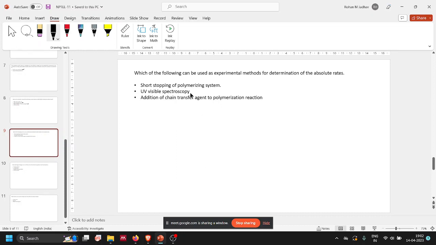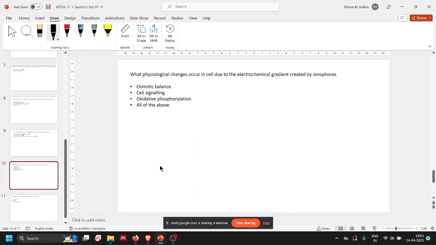So because of that, UV visible spectroscopy and short stopping of polymerizing system are used as the experimental methods. And the final one is the addition of chain transfer agent to the polymerization reaction. Addition of chain transfer agent would disrupt the polymerization reaction, first of all, so it cannot be used for measuring the absolute rate constants during the reaction. Since the chain transfer process will only halt the growth of a single chain and pass it on to the next molecule, the addition of chain transfer agent would not give the correct determination of the absolute rate constants.